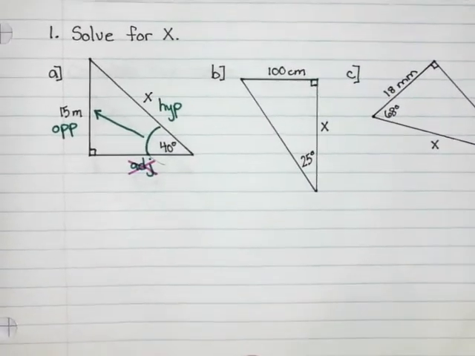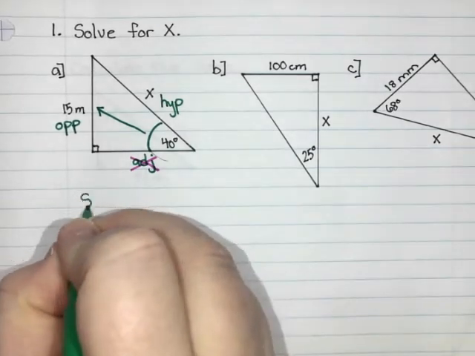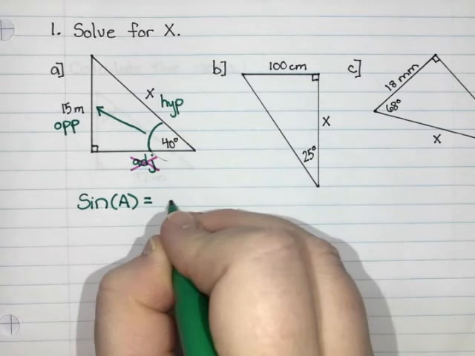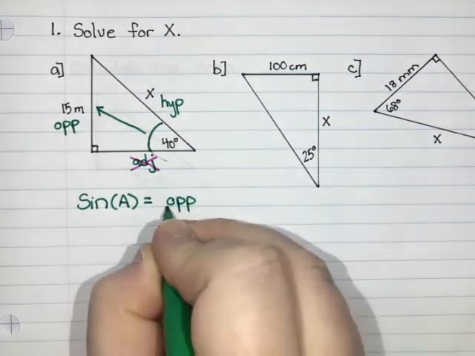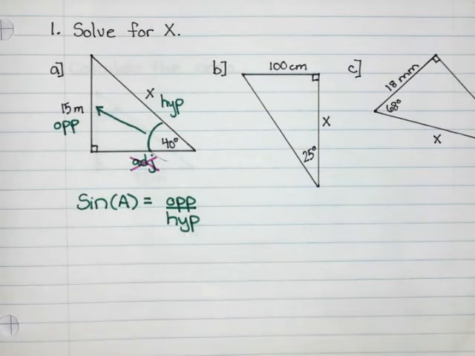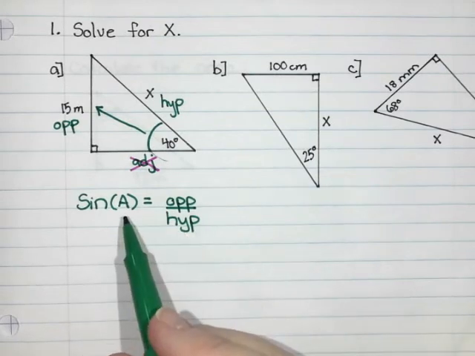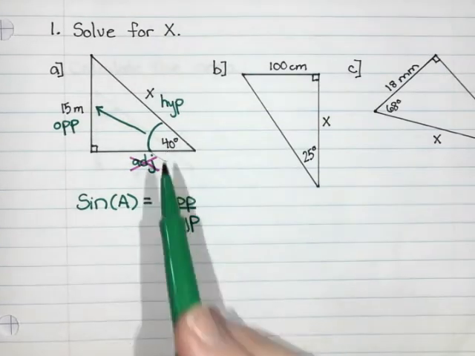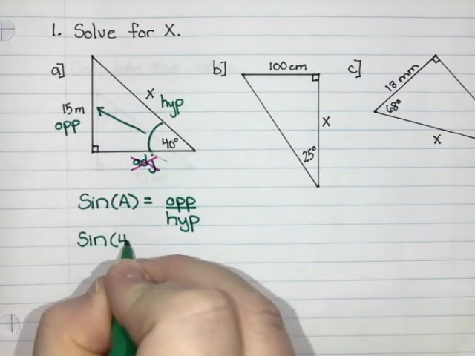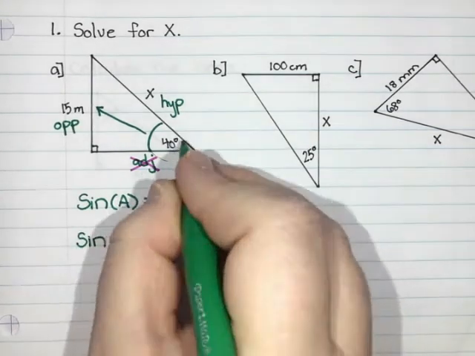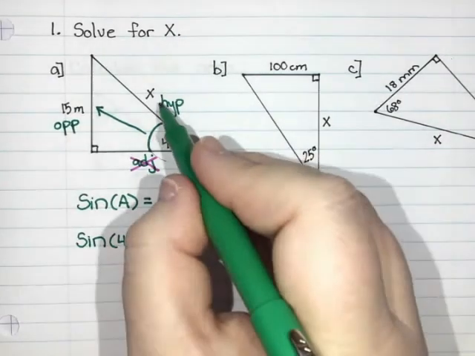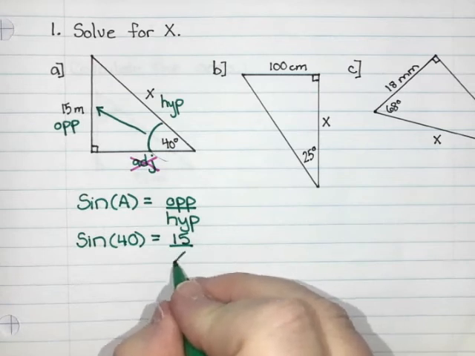So I'm going to do the sine of angle A equals opposite over hypotenuse. Right? It was OH. Then all I have to do is sub my numbers in. So the angle is 40. So sine of 40 equals opposite, that's 15, over hypotenuse, which is x.